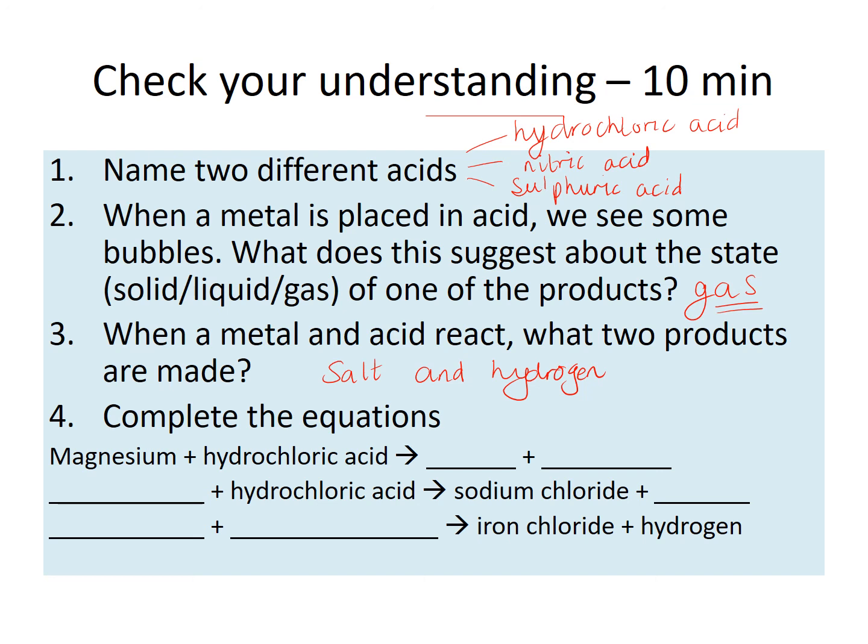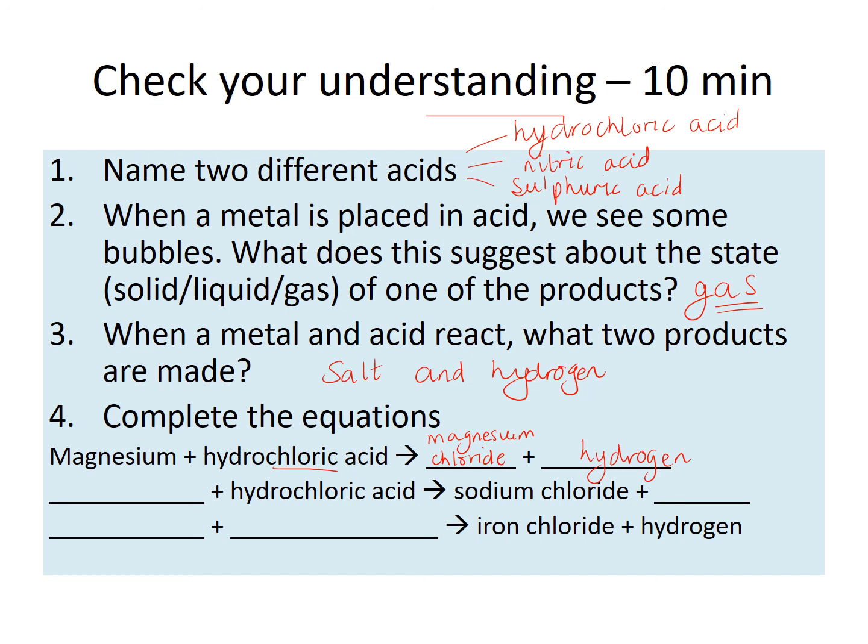Finally, we come to question number 4, where we have to complete the equations. So the first one, we've got magnesium plus hydrochloric acid. So we know that the gas that's made is hydrogen, and the name of the salt, because it's magnesium with hydrochloric acid, the name of the salt is magnesium chloride.